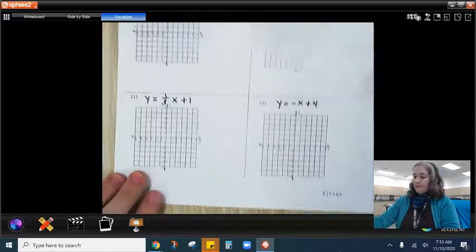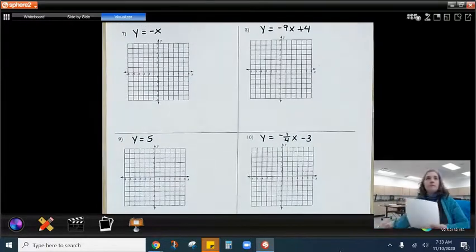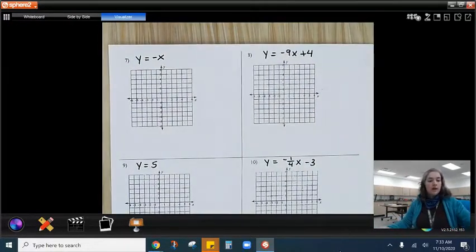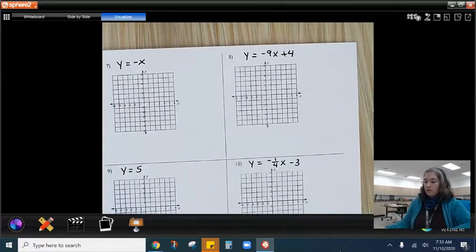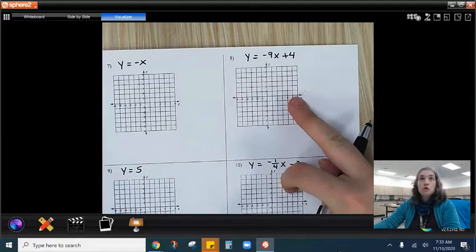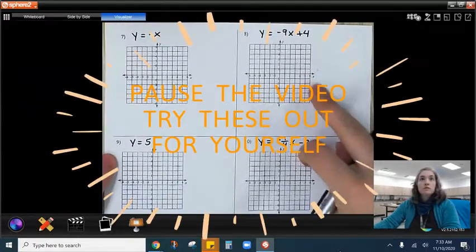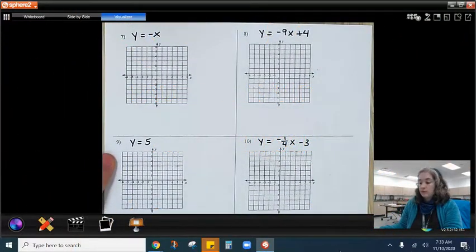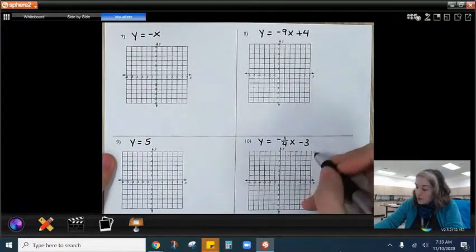All right. I want you guys to try these two. Try these two. All right, hopefully you tried them.